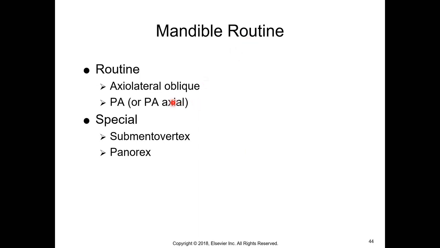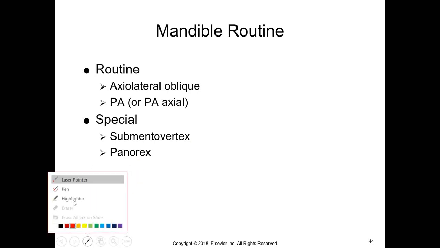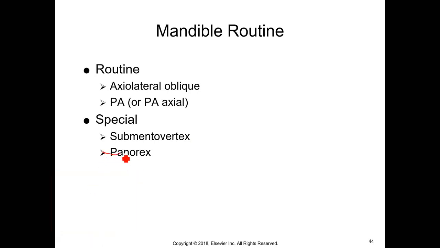Typical mandible routine is an axiolateral oblique and the PA or PA axial depending on the facility. Very rarely will you do an SMV or a Panorex. Now a lot of facilities have Panorex, but again, Panorex is not on your registry, so it is not on your test. So we're just going to get rid of that right there.